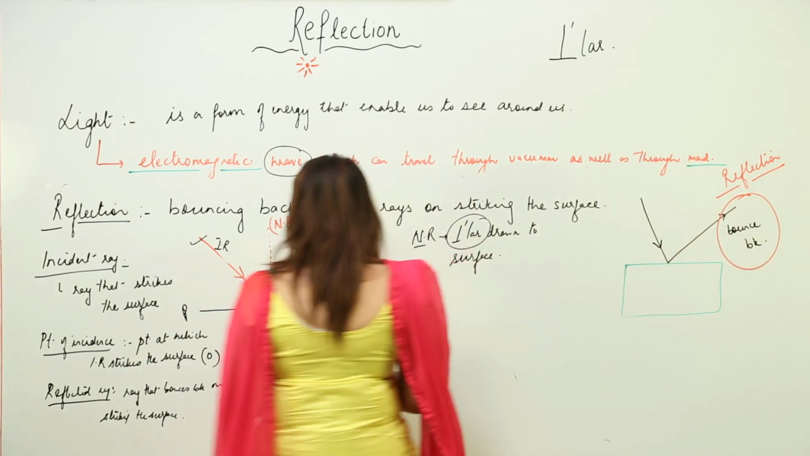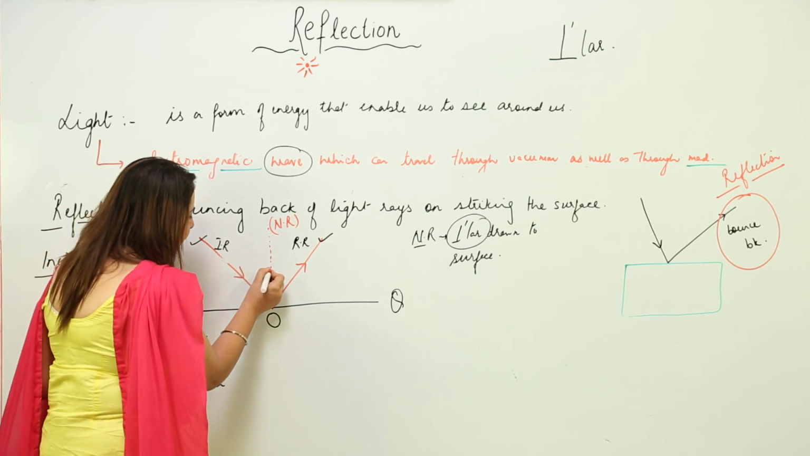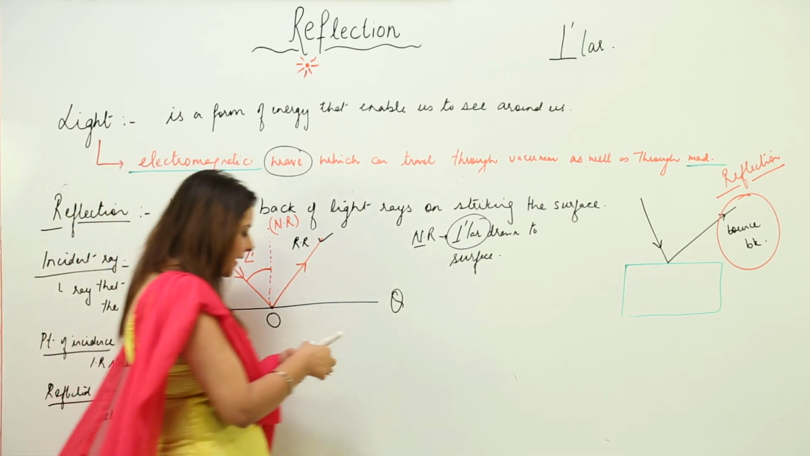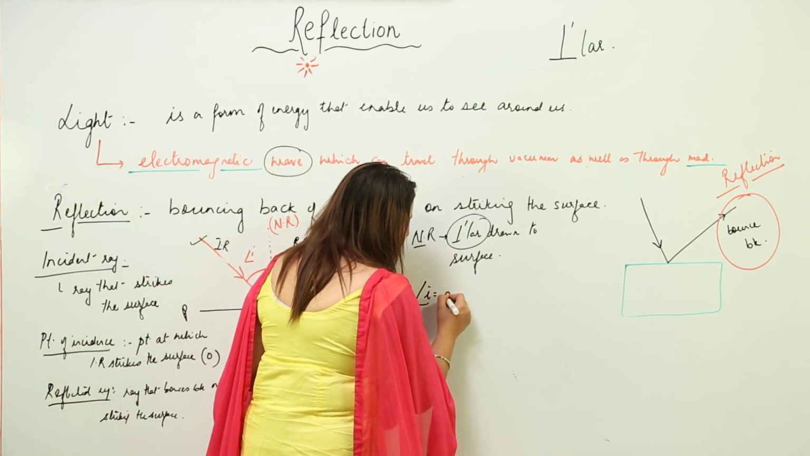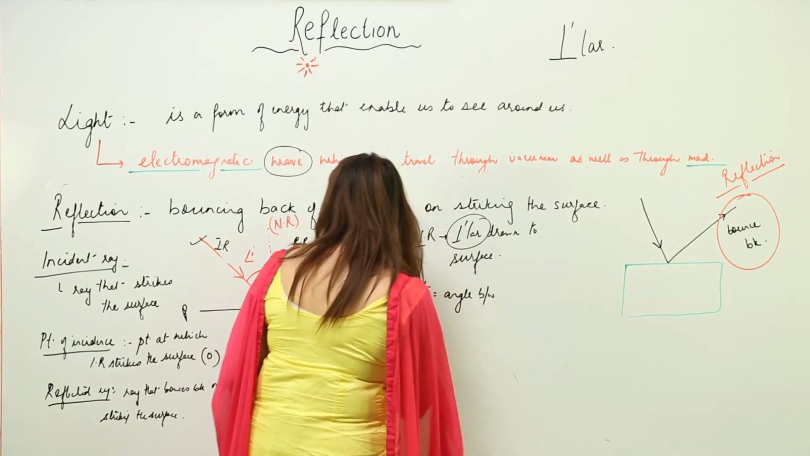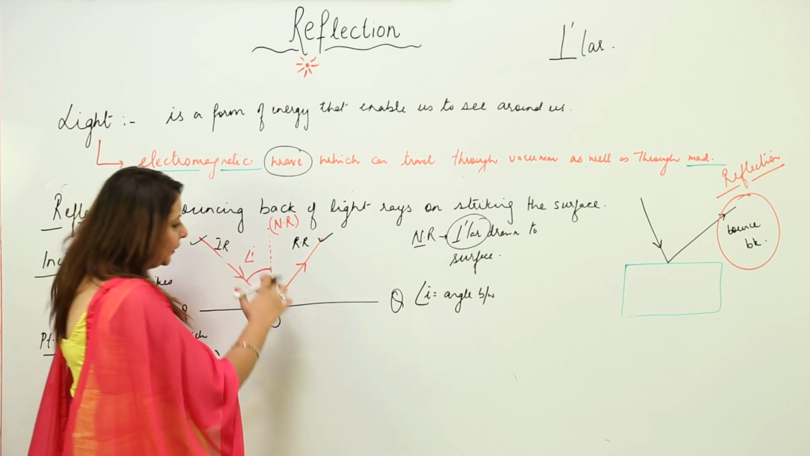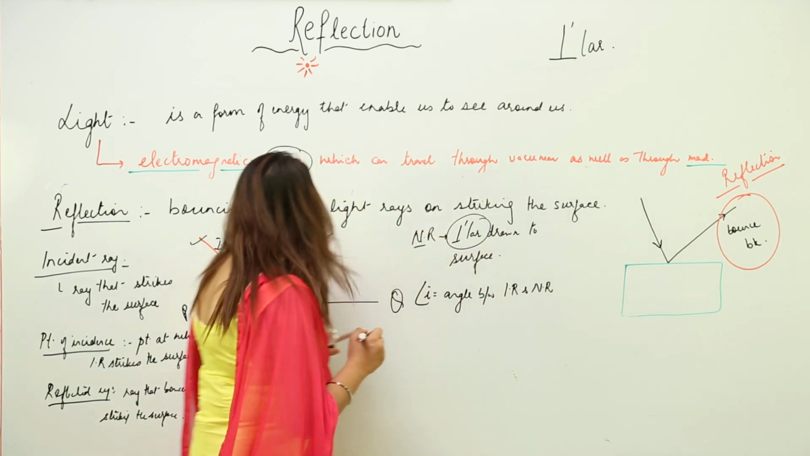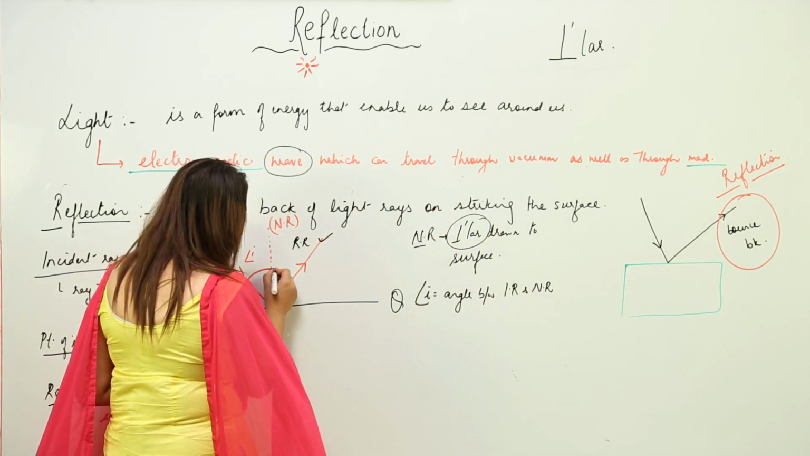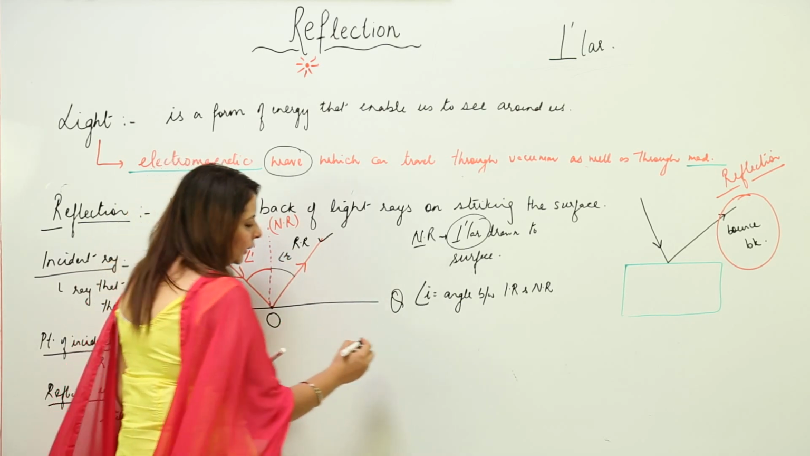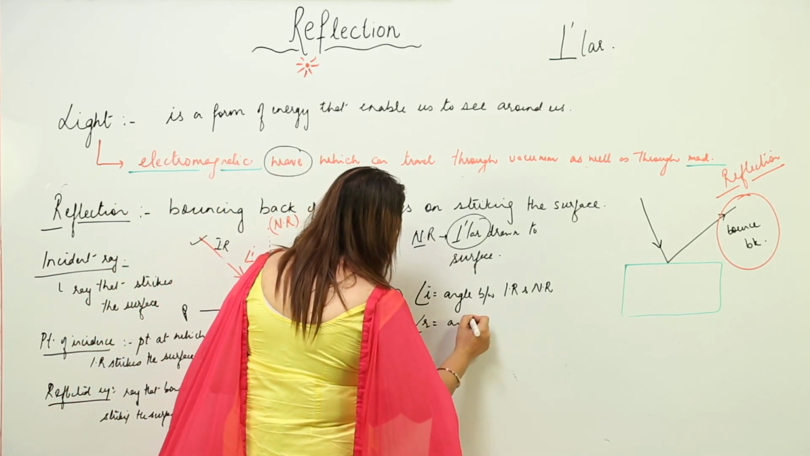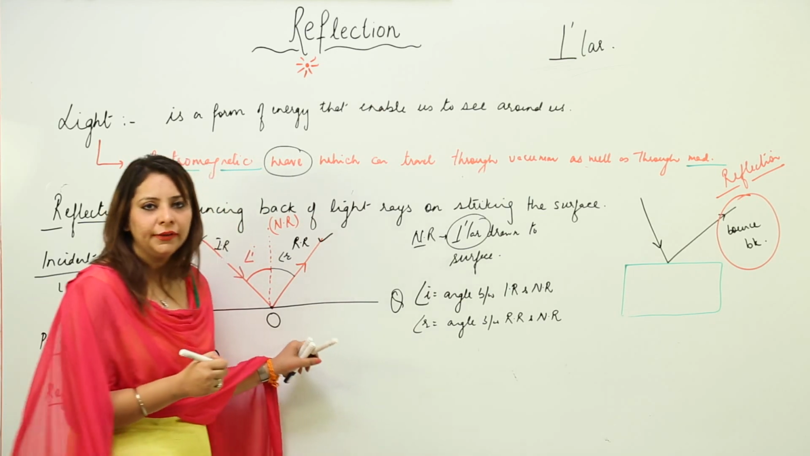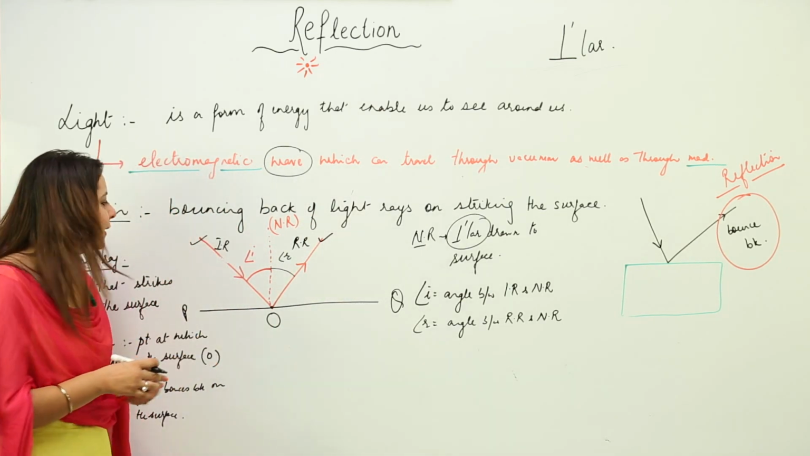Now you can see that there is an angle which exists between the normal ray and the incident ray. This is called the angle of incidence. So what is the angle of incidence? It is the angle between the incident ray and the normal ray. And the angle between the normal ray and the reflected ray is called the angle of reflection. So the angle of reflection is the angle between the reflected ray and the normal ray.